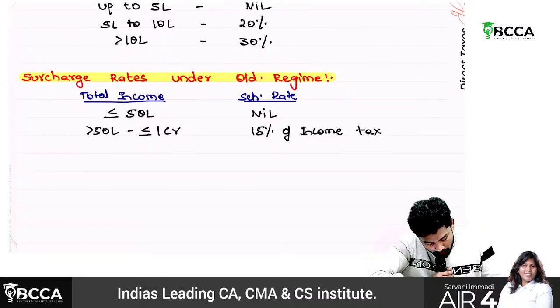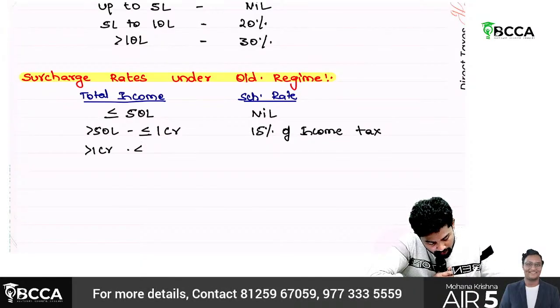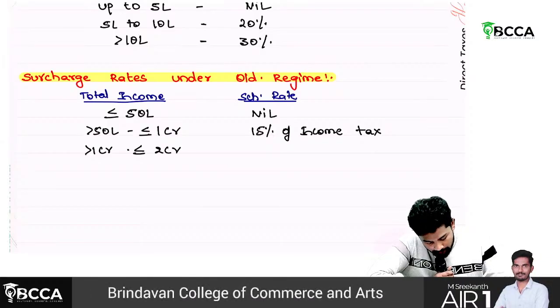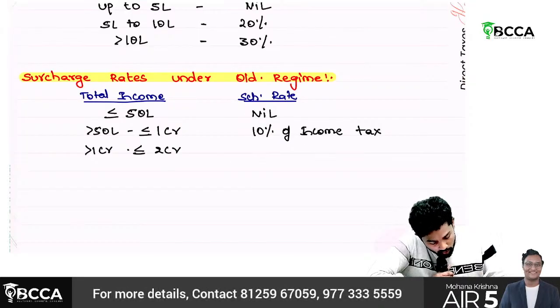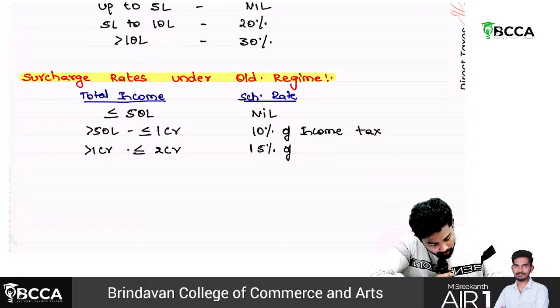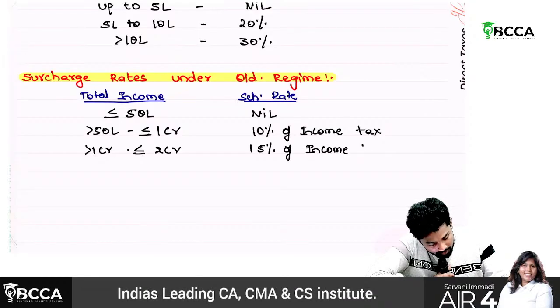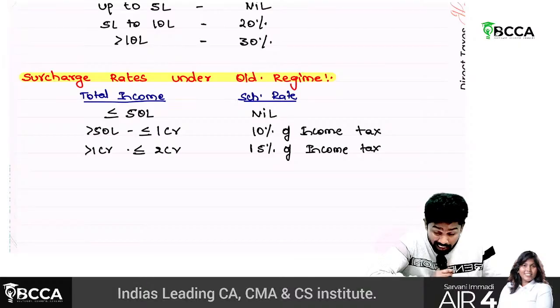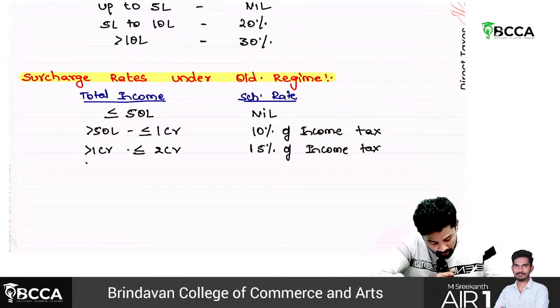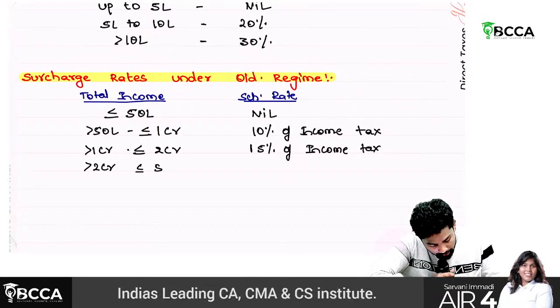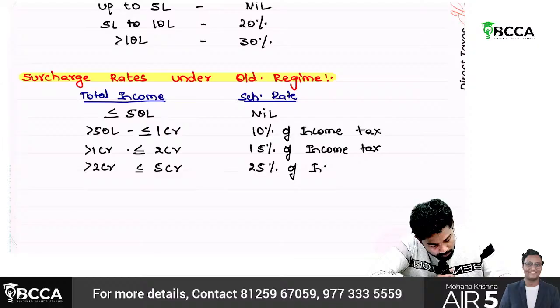Then greater than 1 crore but less than or equal to 2 crores, then the surcharge rate is here 50 lakhs to 1 crore, it is how much? 10%. 1 crore to 2 crores, it is how much? 15% of income tax. Then again there is another slab, sir. Whereas under the default regime, above 2 crores straight away it would be there. But whereas here, there is another slab, 2 crores to 5 crores. It is 25% of income tax.